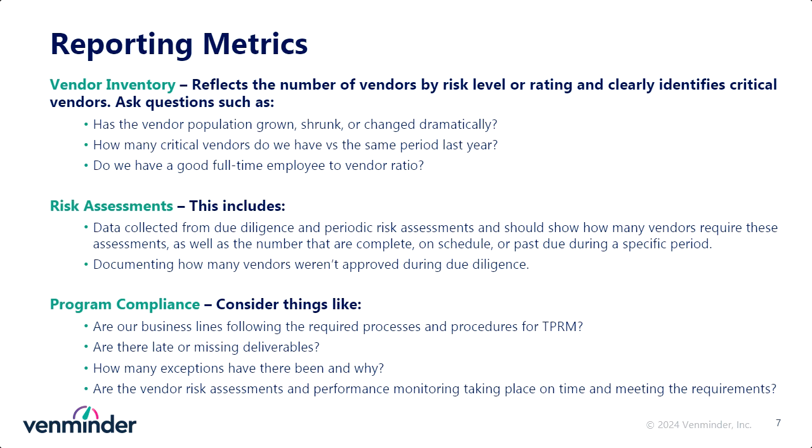And then finally, on this particular KPI reporting metric slide, program compliance. So are you ensuring that all of your business lines are working hand in hand and are working consistently to apply your procedures and policies on third-party risk management? Is there anything that's late from a deliverable perspective or due diligence? How many exceptions have there been and why? And then are these vendor risk assessments and performance monitoring that you're putting forth taking place on time and meeting your requirements? All of these things are important and some representative KPIs to be putting into your program reporting.